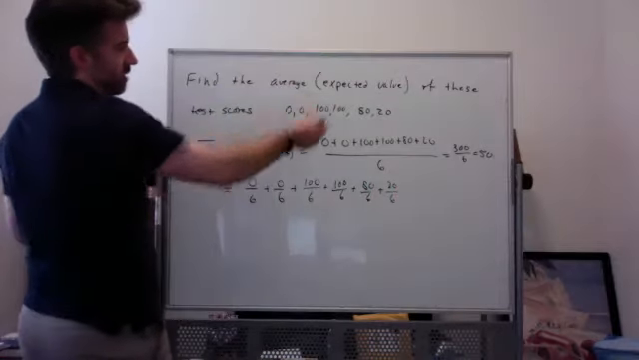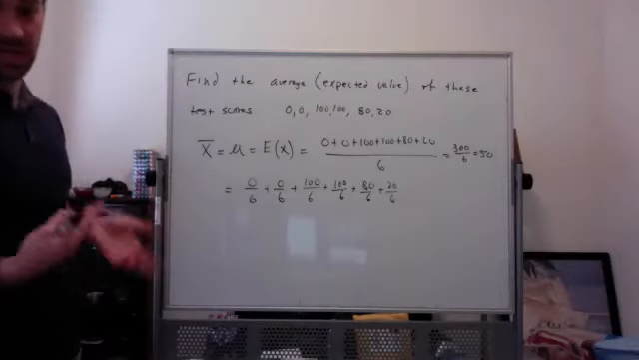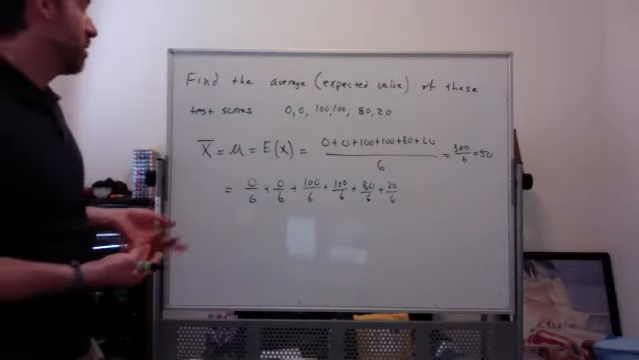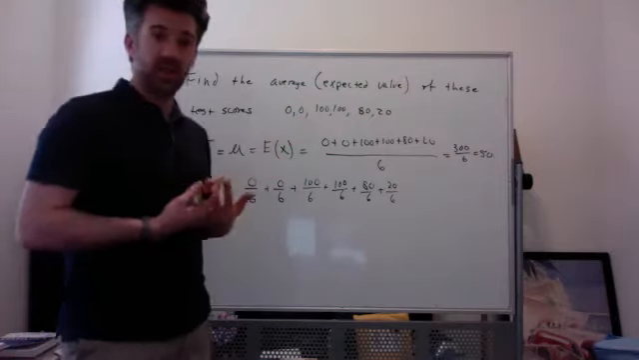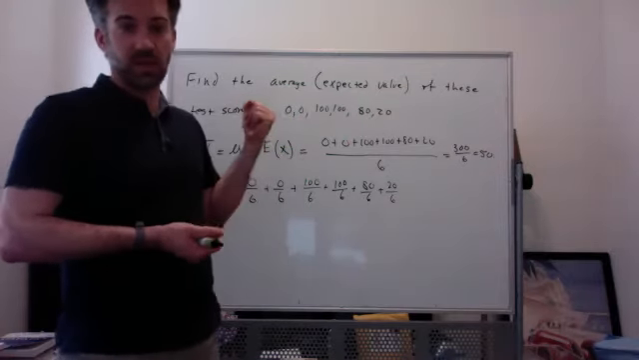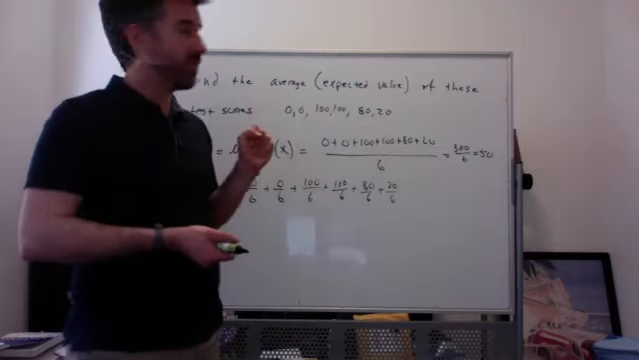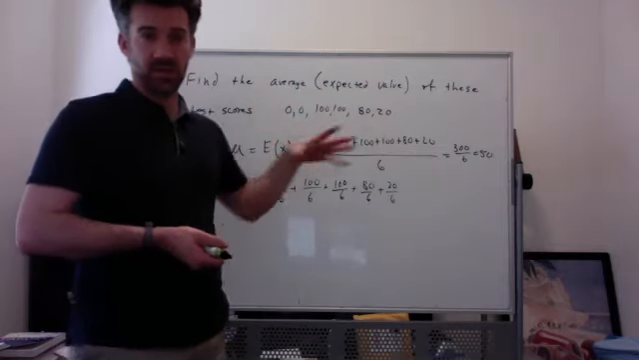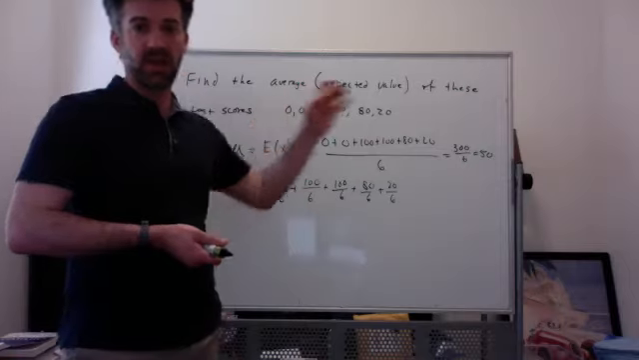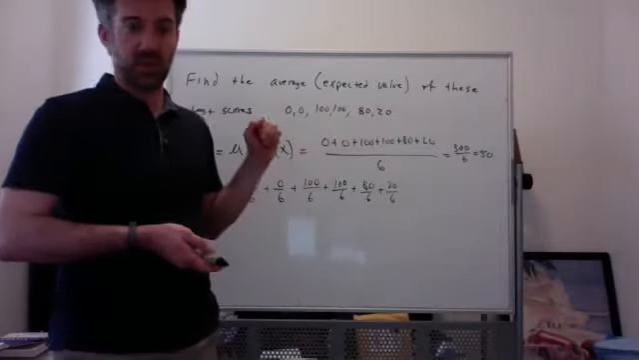So if I think about the probability of selecting a particular test score, well, there's 2 zeros, so there's a 2 out of 6 chance I pick someone that got a 0. There's 2 hundreds, so there's a 2 out of 6 chance I pick someone that got 100. There's 80 and there's 120, so there's a 1 out of 6 chance of picking someone with 80. There's a 1 out of 6 chance of picking someone with 20.